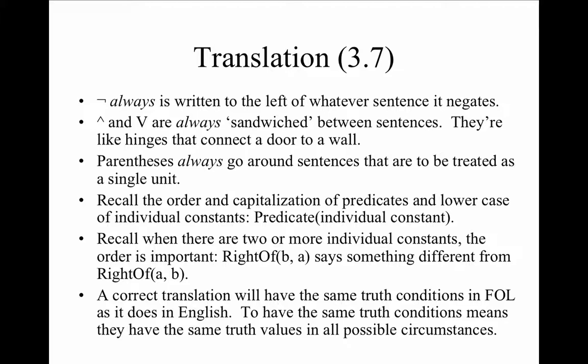We understand what those truth definitions are for negation, conjunction, and disjunction. Remember that the definition of negation is the opposite truth value of whatever sentence is negated. The definition of conjunction is such that a conjunction is true when, and only when, each of the conjuncts is true.